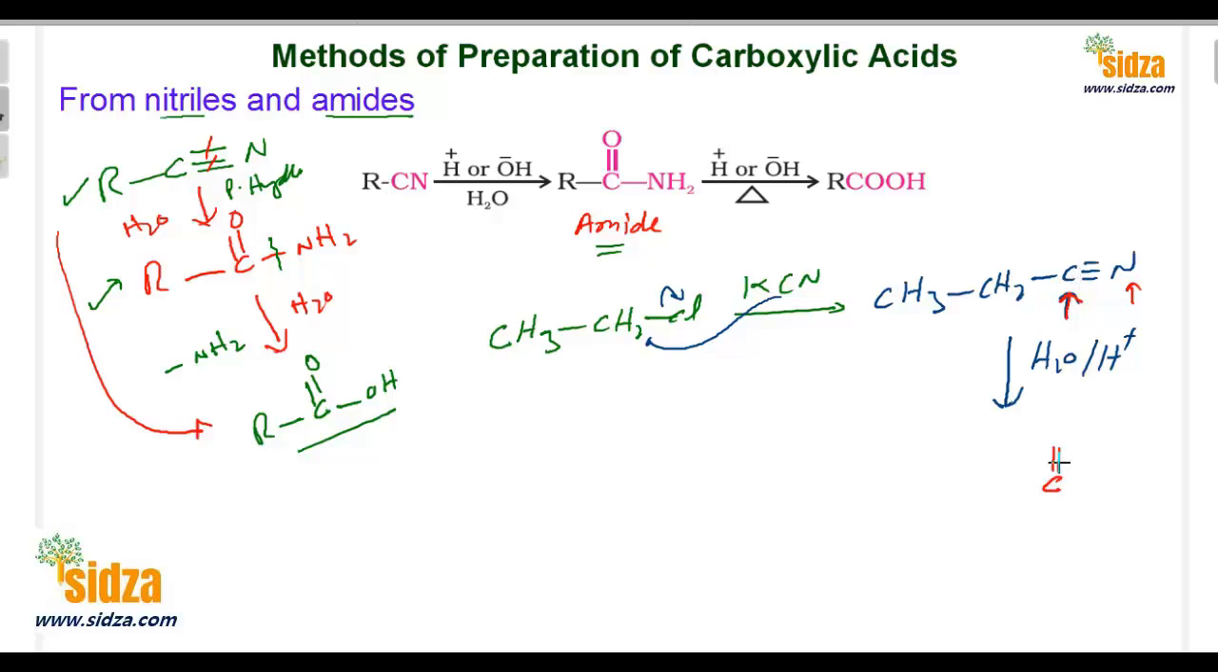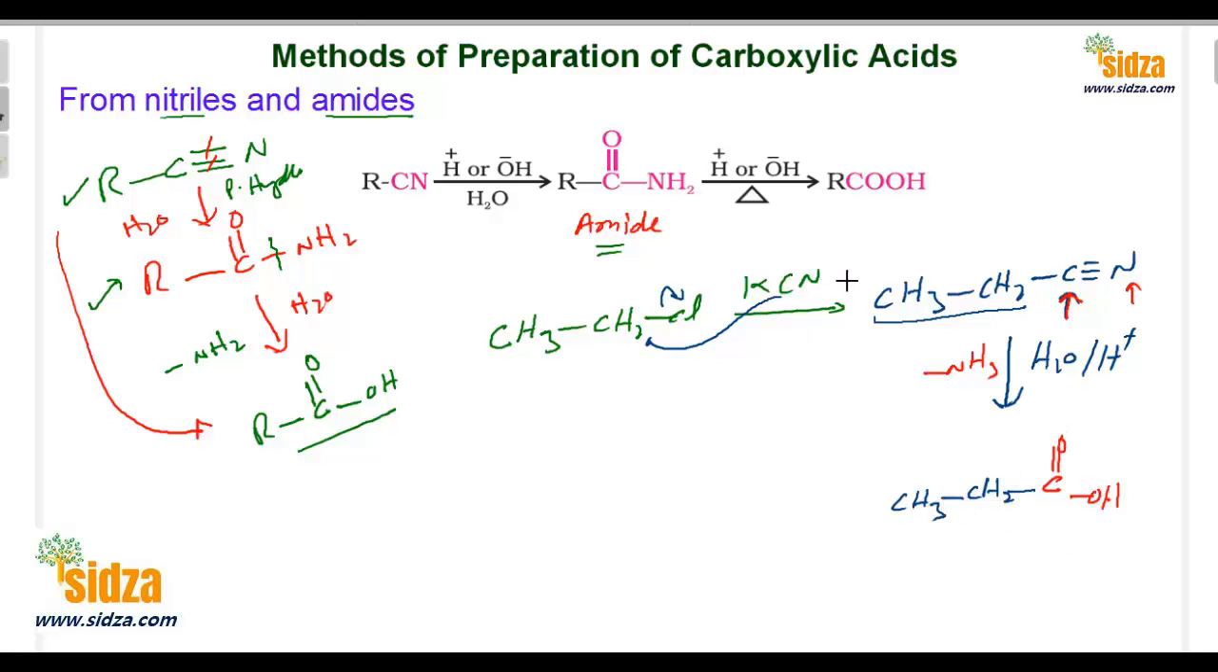So this is the C double bond OH, and this nitrogen will be lost as ammonia, as NH3 from here. And now the two groups attached to this one is CH3, CH2. You can keep it there, CH2 single bond, CH3. So you got a carboxylic acid, right?